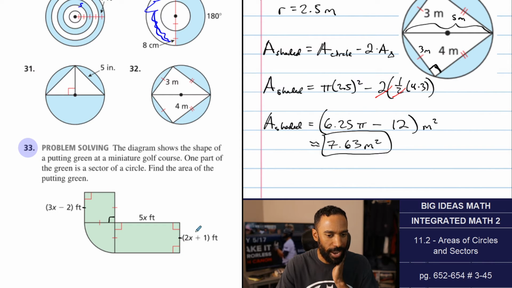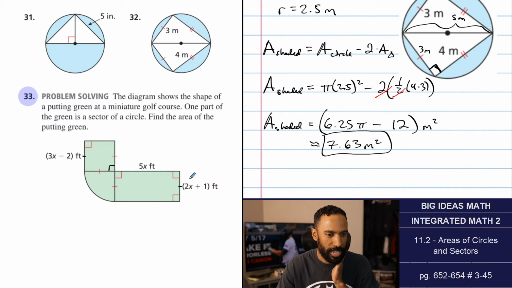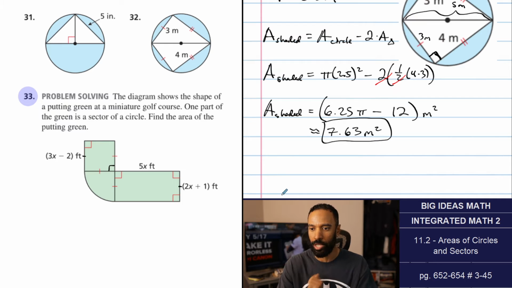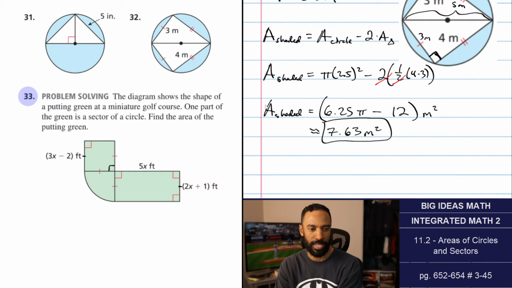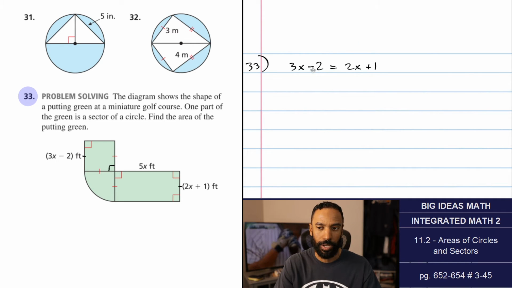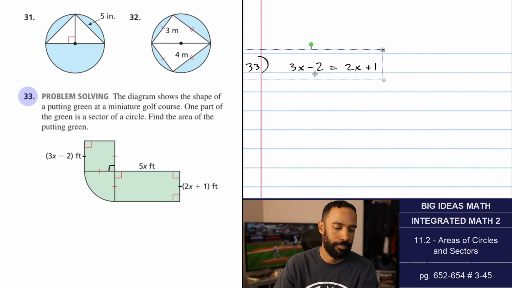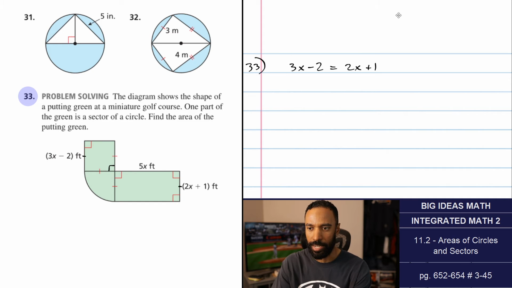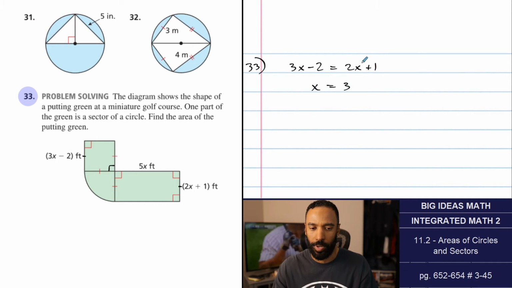There are a lot of ways I can solve for x automatically. It looks like I can set these two things equal to each other. Let me start off with that before really diving into anything else. So on number 33, I know that I can automatically say 3x minus 2 equals 2x plus 1. It doesn't equal 5x, right? It's not that, but equals 2x plus 1. Use that to solve for x. Subtract 2x, add 2, we get x equals 3.